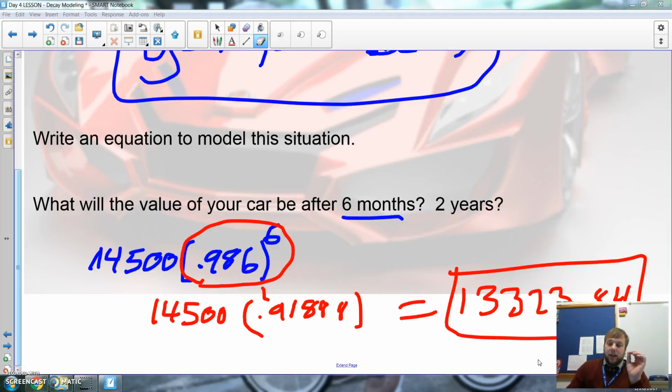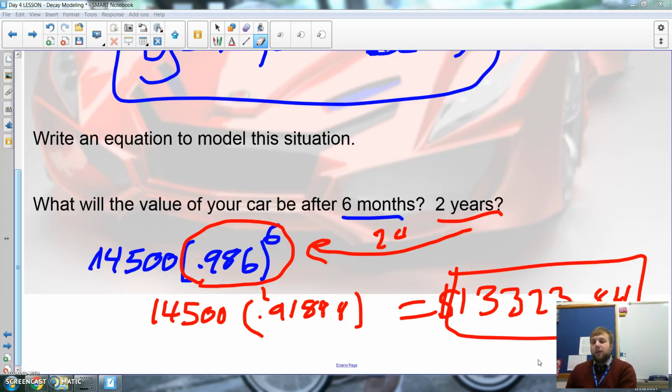Okay, please make sure this makes sense. Does it make sense that, I can put a dollar symbol there too, my car now is about $13,323 after 6 months? Okay, now do it for 2 years. All right, I'm not going to do it, but you try 2 years. What's going to be my time? What will I put in for my time? I'll put in, well, 2 years is how many months? 24, right? So I can put 24 months in there.